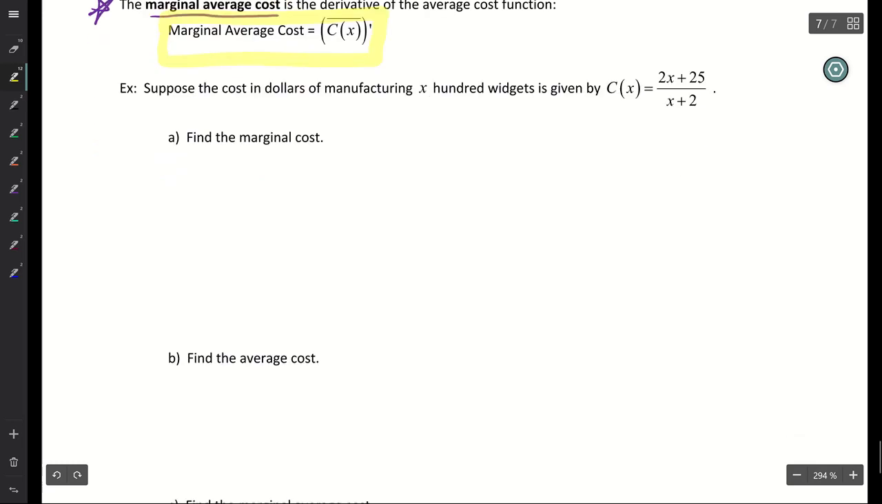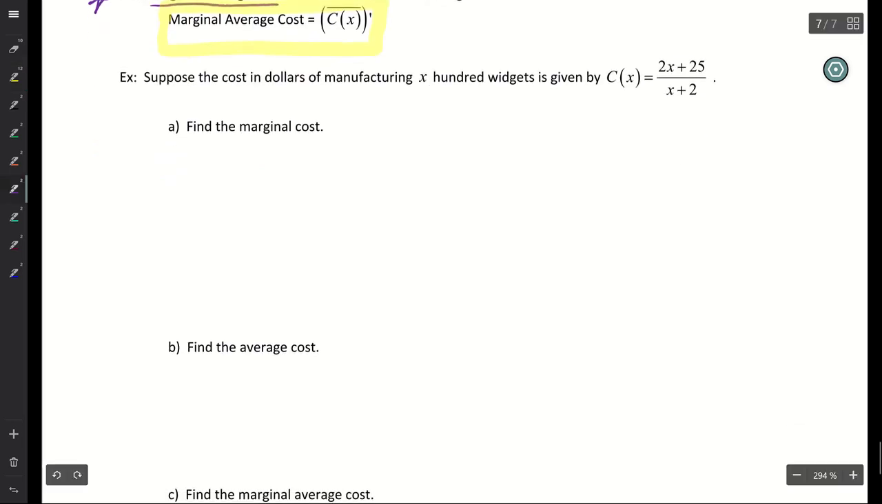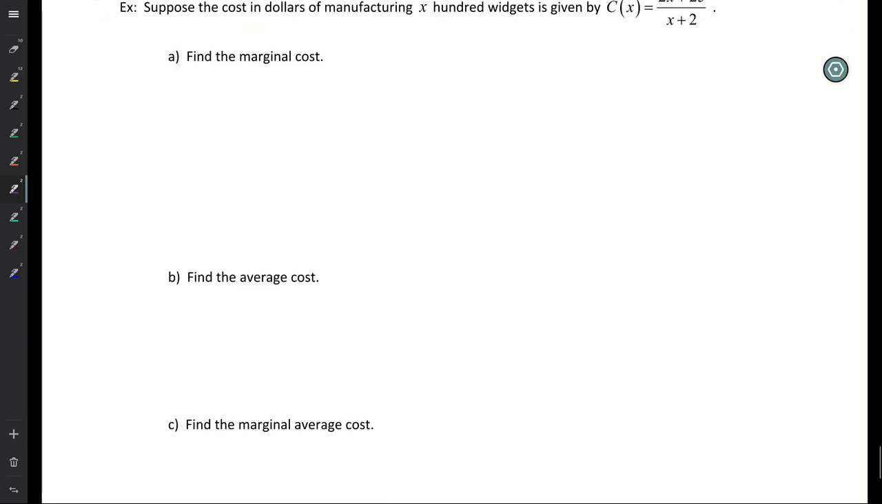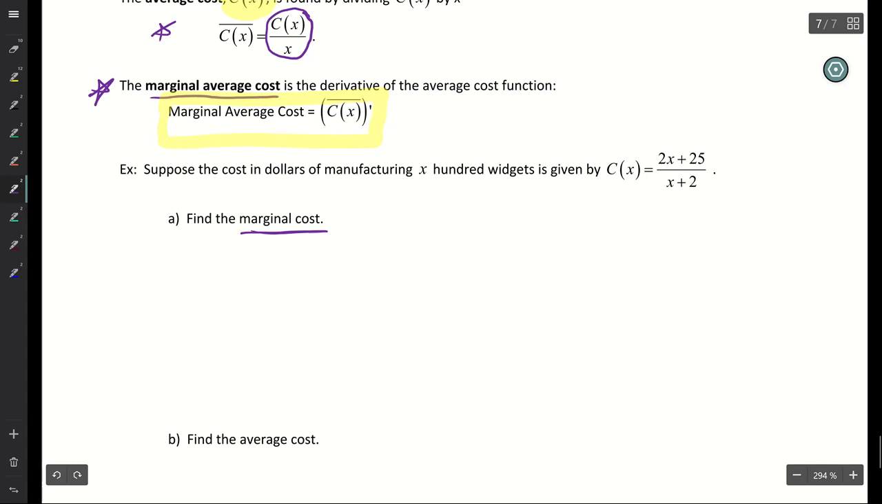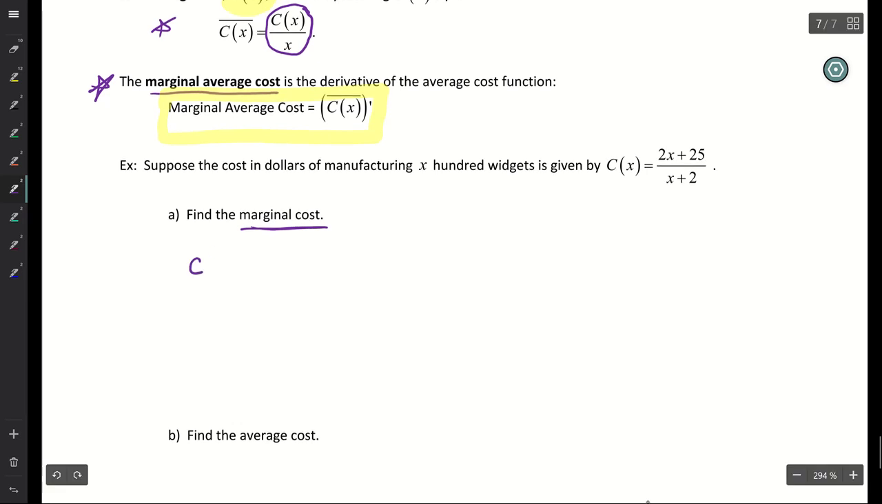All right, so let's say that the cost in dollars of manufacturing x hundred widgets is given by C of x equal this function, and we notice that it's a quotient. So it's always a two-step type of question if it asks for marginal average cost. Notice down here that the C part is asking for marginal average cost. The A part is just asking for the marginal cost. So we're saying, hey, you need to go to the cost function and you need to find its derivative. Okay, so we're going to say derivative of the cost function and use the quotient rule.